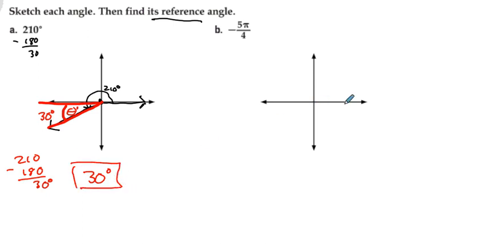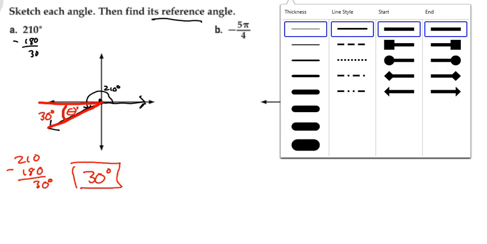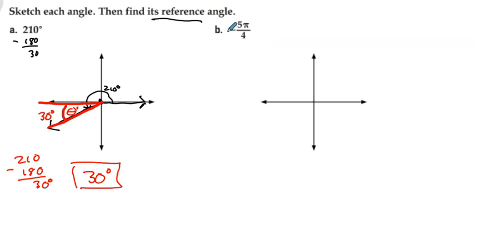Okay. Now let's do this one, and we're going to do this in radians and degrees so we kind of understand it. All right, so let's get back here. Let's graph it first. Let's sketch it. Negative means we're going to be going this direction.